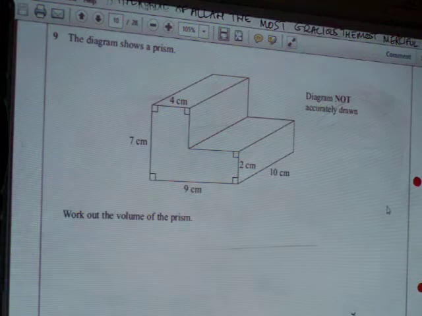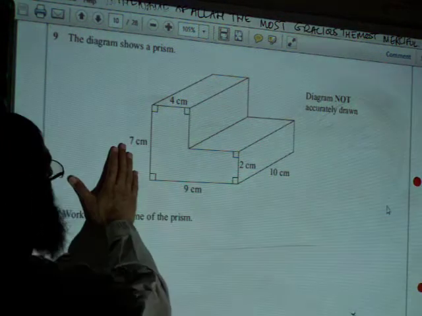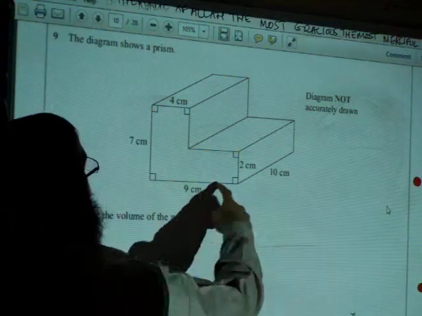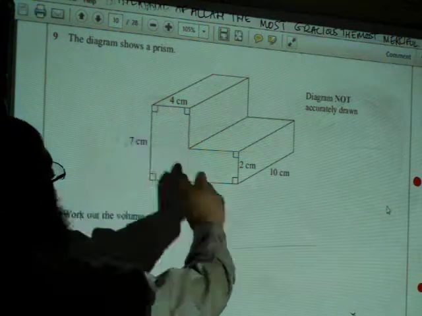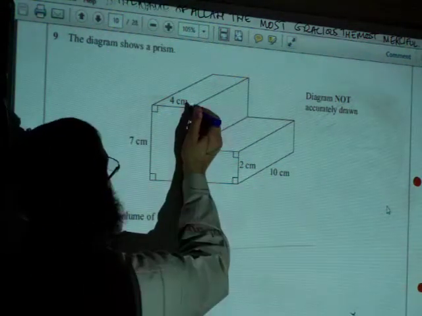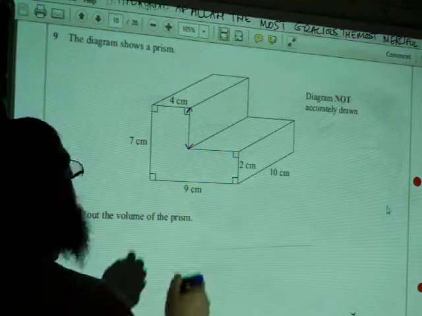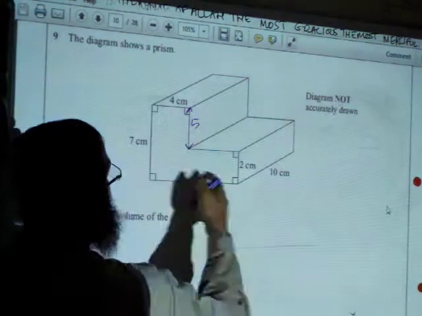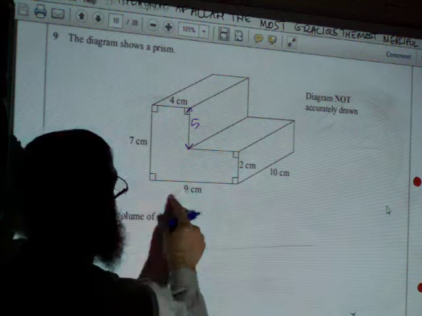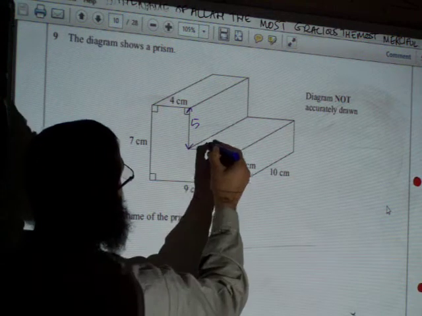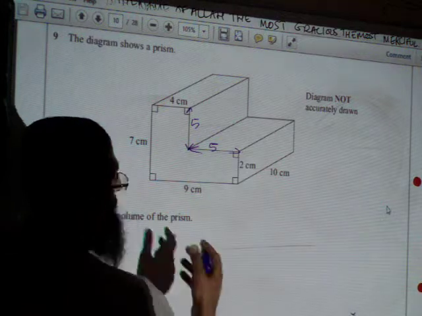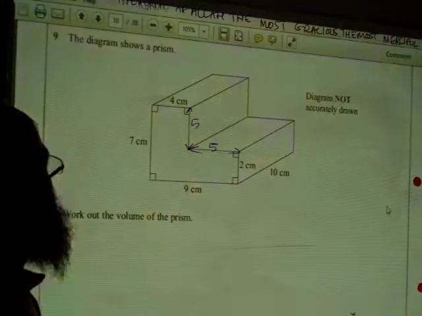The diagram shows a prism. We have a height of 7. The first step is 2. Let's quickly put in some measurements. So that's 7 and that's 2. What's the height of the second step? 5. Because 5 add 2 is 7. Good. This is 9, and that one's 4. So what's that going to be? 5 as well. So we're just putting in some missing measurements.